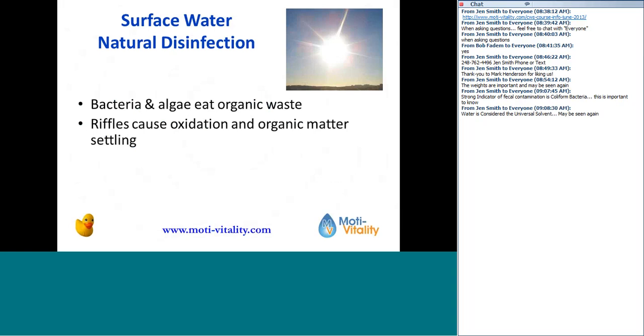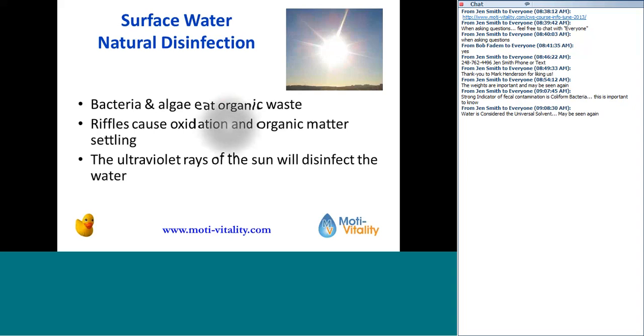Also, nature does it through something called ripples. Ripples are the little rapids. If you look at a stream and it creates little bumps in the water as water runs over, those are ripples. What that does is it causes oxidation, and it causes organic matter to settle. It helps keep air in the water, and that oxidizes. That's a good thing. It helps disinfect it as well. And like I said, the UV rays of the sun will also disinfect the water.